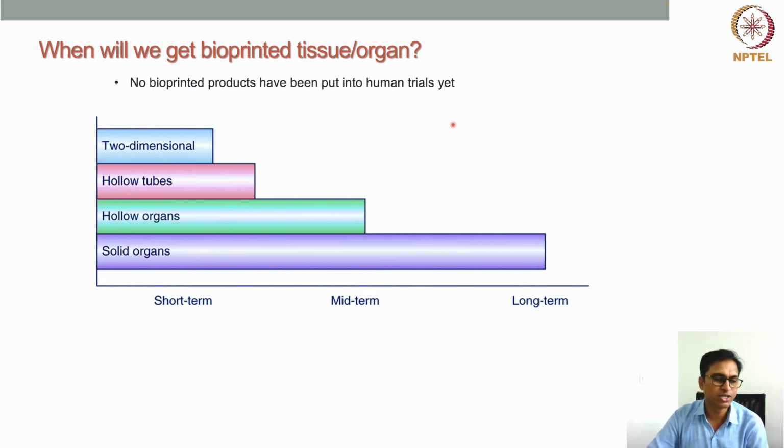There are also some regulatory challenges. Suppose we print a particular tissue or organ, then we first have to address whether this bioprinted tissue or organ is safe and effective to use or not. How can you check the safety of this bioprinted construct, because these are personalized products? There are no proper standards available in any of the countries.